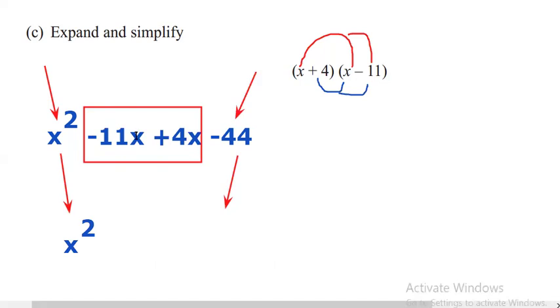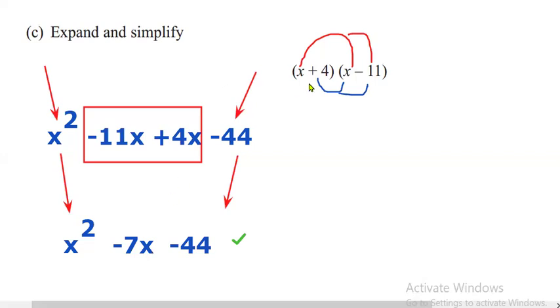And then negative 11x plus 4x will equal what? Very good, negative 7x. As we said, these are like terms. It means we have to add them and subtract them, depending on the sign that they have. Negative 11 plus 4 is going to be negative 7. And then we write the variable next to it. And then, as we said, negative 44 doesn't have any like terms. So we write it the same in the final answer. And this is the final answer for the question of expanding and simplifying.